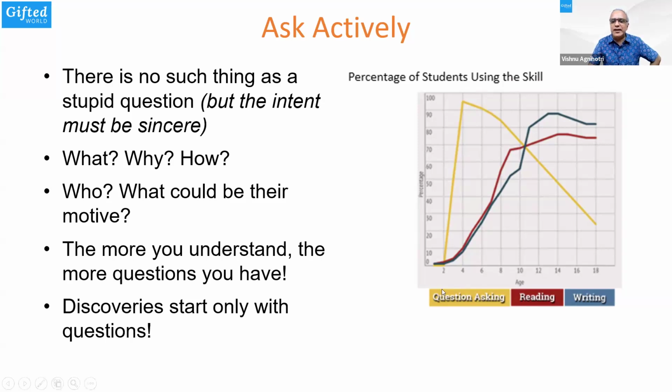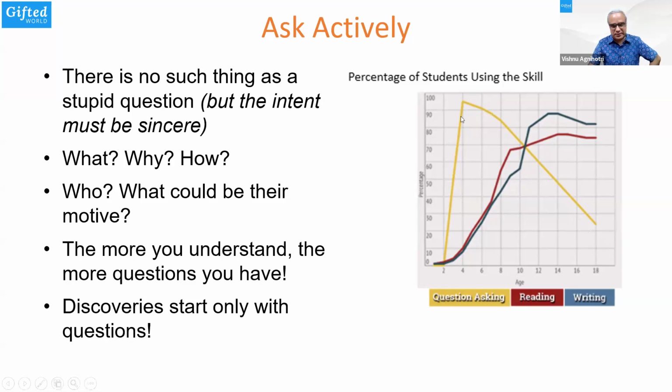Now, unfortunately, reading and writing, as you grow older, till age 10, 12, you keep increasing the use of the skill. But questioning keeps going down. That's what the survey says, which is a big shame, because important discoveries happen only with questions. Deeper understanding happens only with questions.